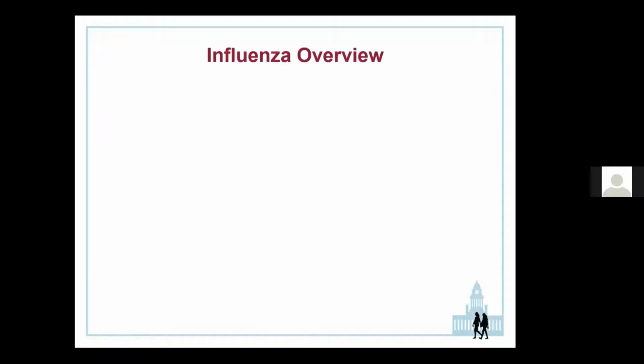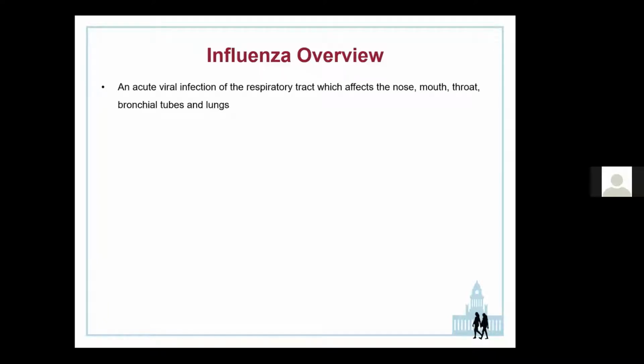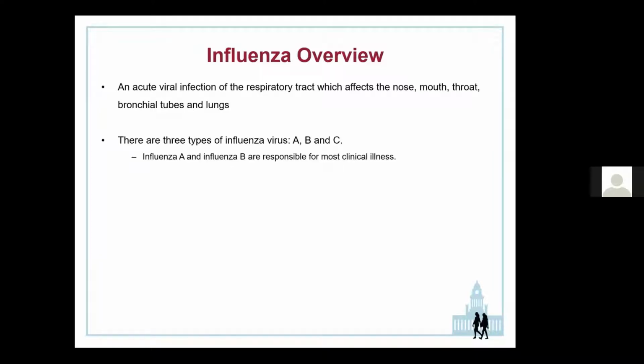Flu is an acute viral infection of the respiratory tract, which affects the nose, mouth, throat, bronchial tubes, and lungs. There are three types of the flu virus: A, B, and C, and it is type A and B that are more responsible for flu illness.